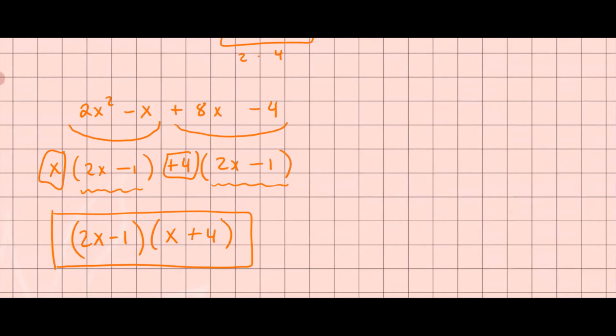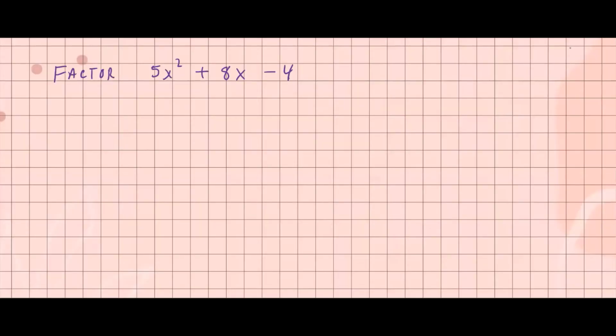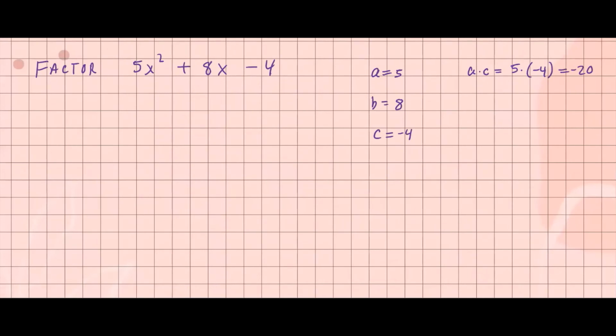Okay, now let's try another example. Let's go ahead and factor this one. Again, we have a trinomial and we want to factor it using the AC method. Your a happens to be 5 in this case, which is the coefficient of x squared. Your b is 8 and your c is negative 4. So we do a times c, which is 5 times negative 4, and that's negative 20.